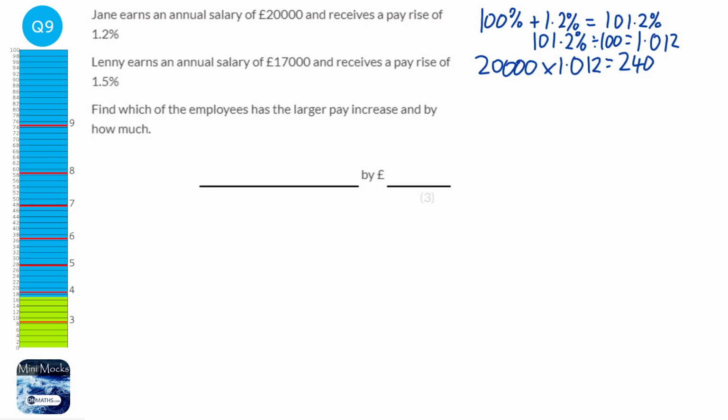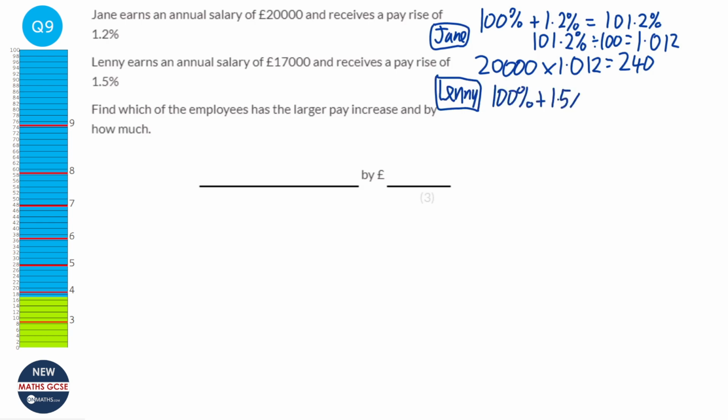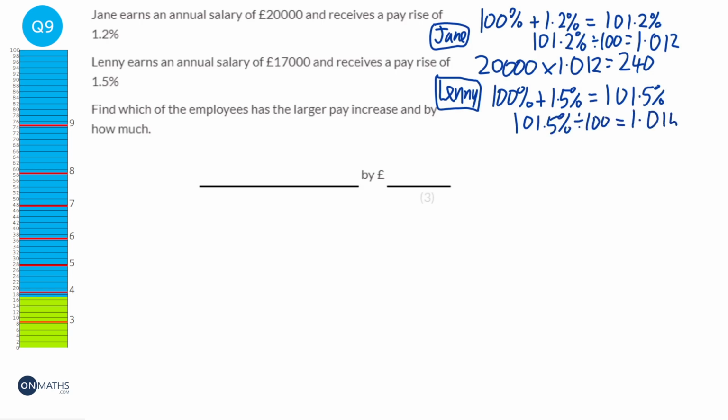Next we do the same for Lenny. So that's 100% plus the 1.5%, which will be 101.5%. Make that a multiplier, we divide that by 100, which gives us 1.015. And then finally what we do is we get the 17,000 times it by the multiplier, and when we do that we get 255.